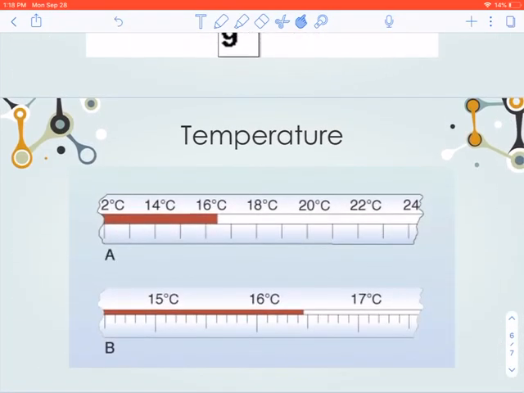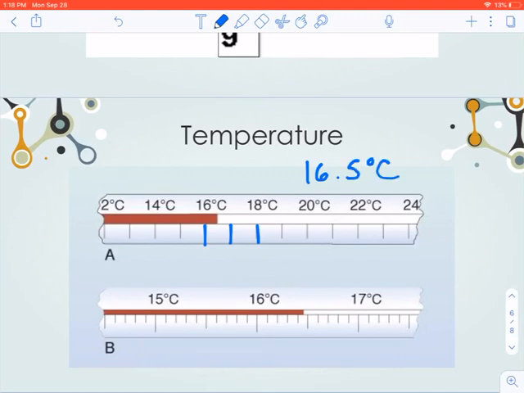Looking at these thermometers here, thermometer A, each of these lines, we can see this is 16, this is 18, so that must be 17. So each of these lines represents 1 degree Celsius, so that means we want to go to the nearest tenth. And so this is looking about 16.5 degrees Celsius.